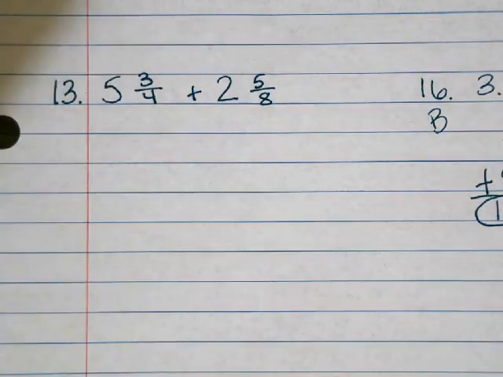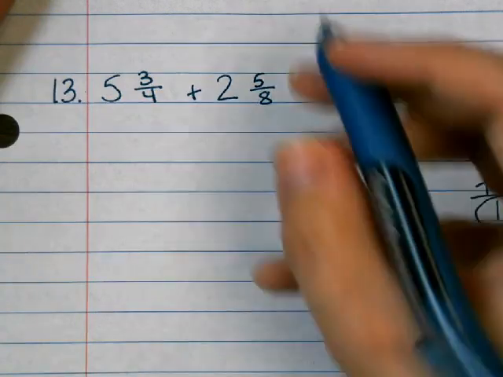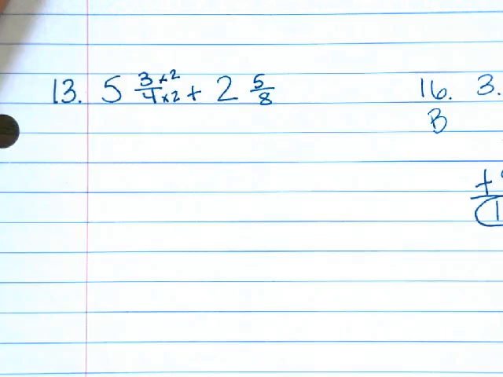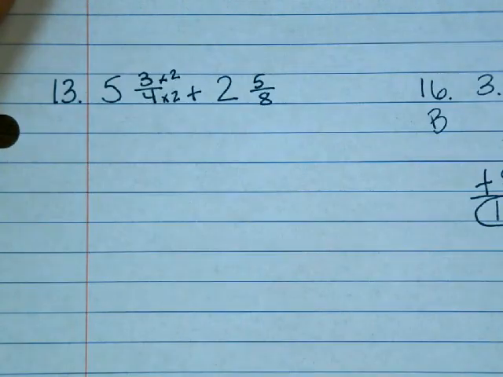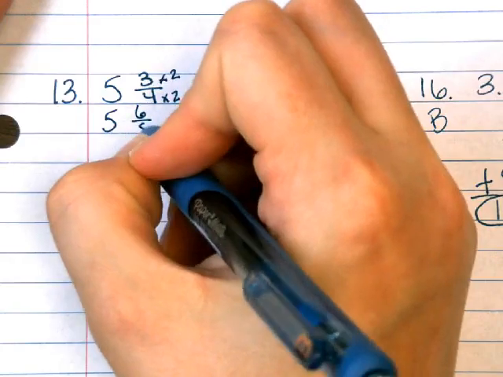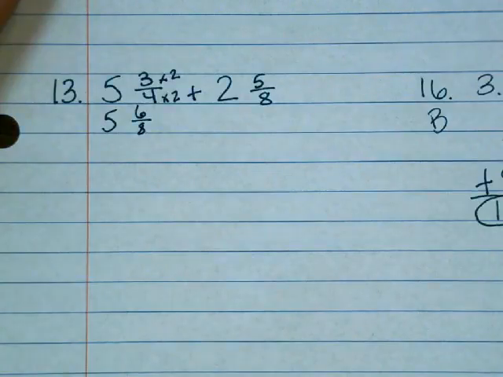So I know 4 can turn into an 8 by multiplying by 2. So I'm going to multiply by 2 on the top and the bottom, which now gets me 5 6/8 plus my 2 5/8. And if you want to write that out, you can.